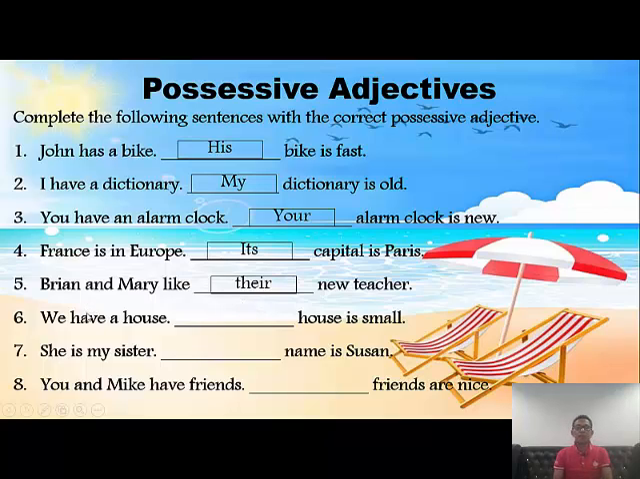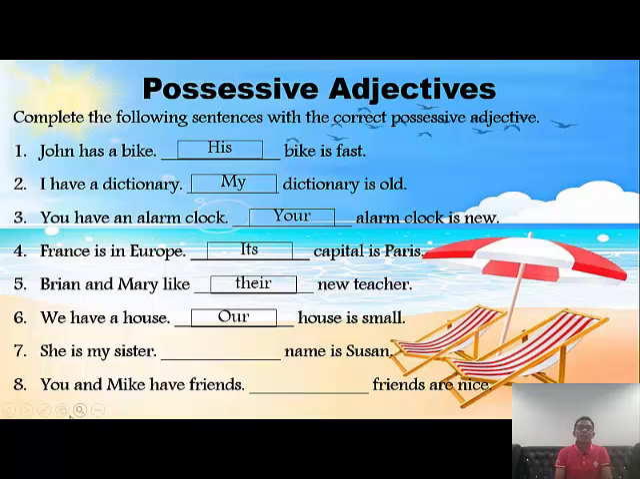Okay, number 6, we have a house. Our house is small. Also, now can you take a look at this? Our house is small. It is their house. When we talk, if we are a different person, not in that group, we say their house. But if we are in that group, we say our house, including us.